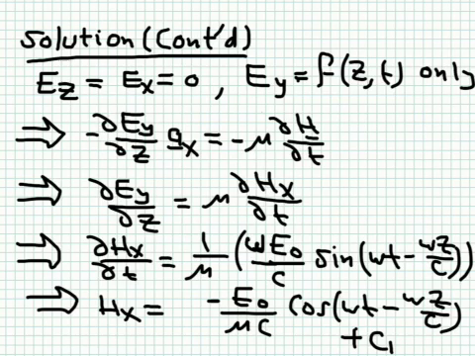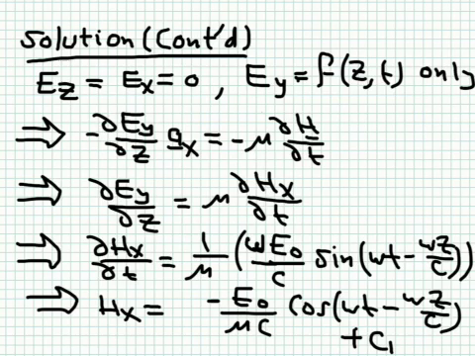Here, we know E_y is given, so we can differentiate it relative to z. The derivative of the cosine will give us minus sine, and then you multiply by omega over c. So omega over c will appear out with a negative sign, and the minus will cancel with the minus. So this means that partial H_x partial t is equal to 1 over mu multiplied by partial E_y partial z, and this is partial E_y partial z.